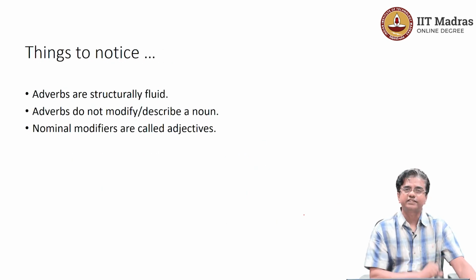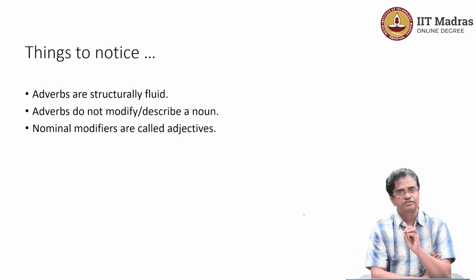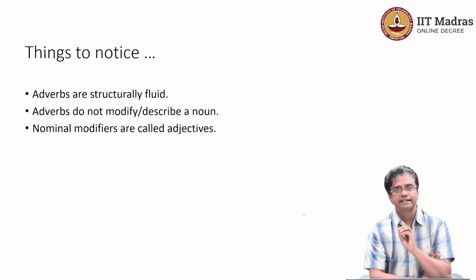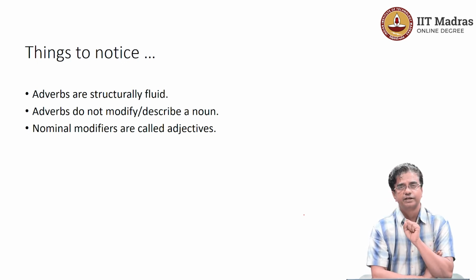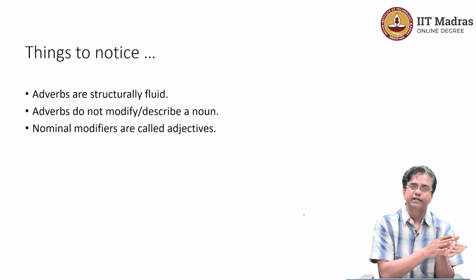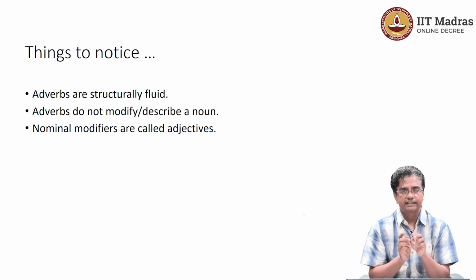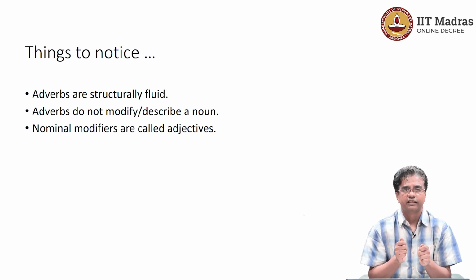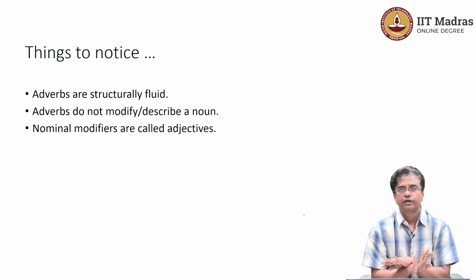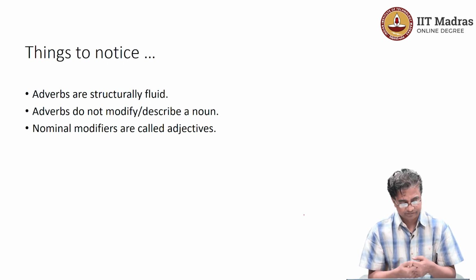So, what are the things that we notice here? Something very important. Adverbs are structurally fluid in the sense that they are adjoined to the verb phrase, but they are not restricted in one place. They can appear in the beginning of a sentence, they can appear at the end of a sentence, and the internal organization, that is, if we have two or more than two, can also be shuffled around. That's what we mean by fluid structurally.